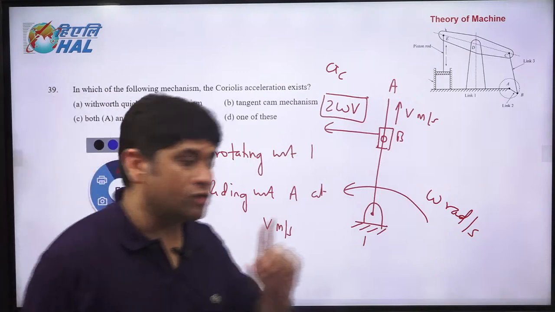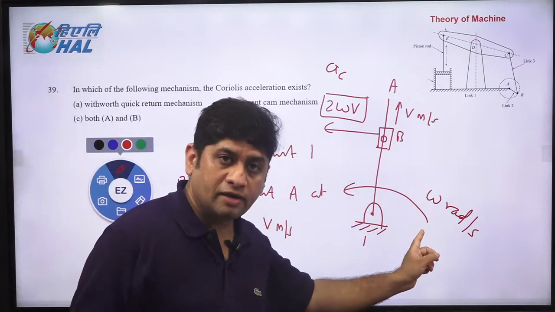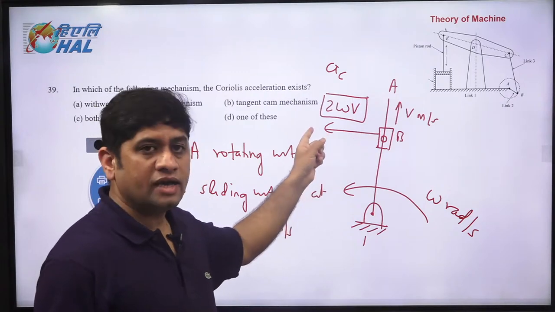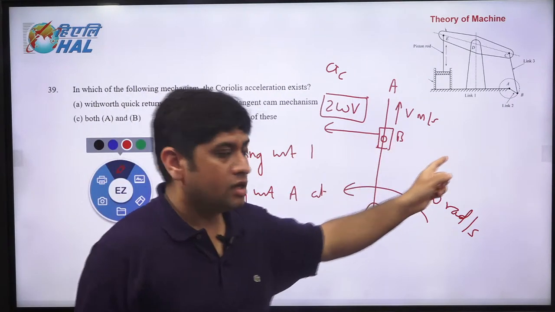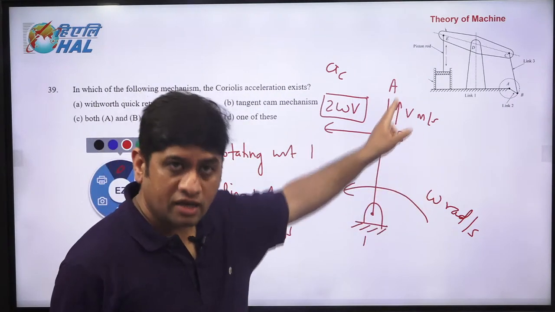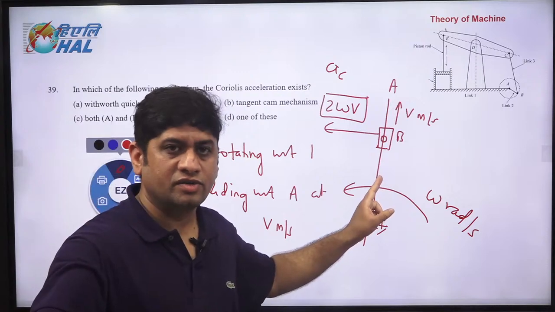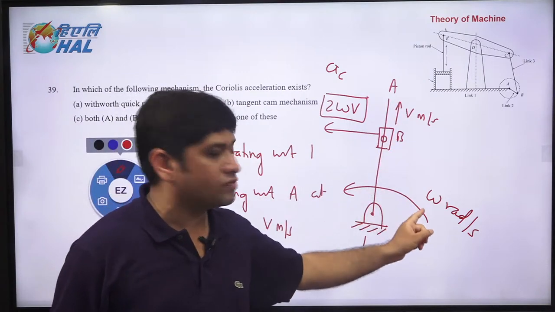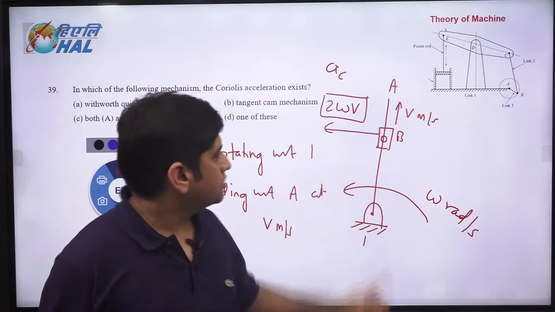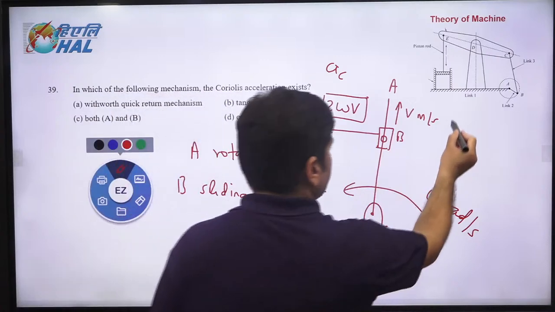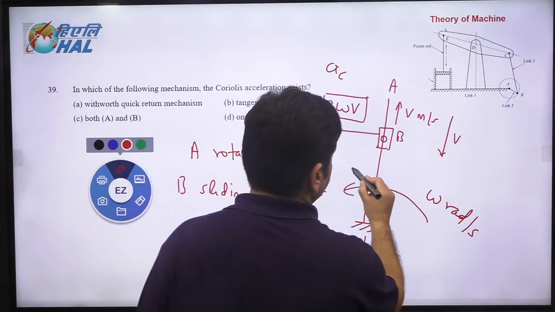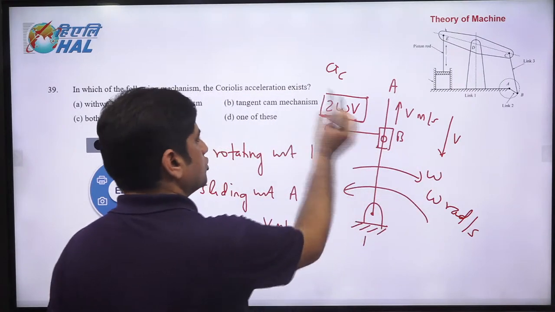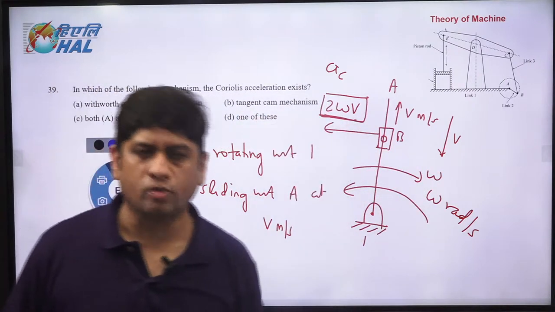Now if you change the direction of omega, the direction of the 2 omega V acceleration will also change to this side. If you change the direction of V inward, again the direction of acceleration will change. But if you change the direction of both velocity and rotation, then it will remain the same. For example, suppose V's direction is this and omega's is this. Then also the acceleration is going to remain like this. You need to memorize that.